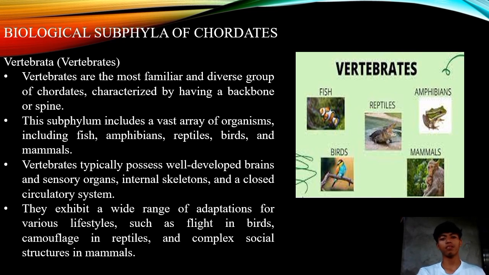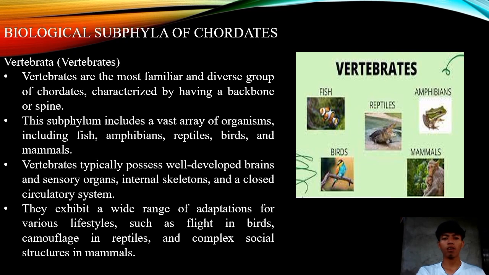vertebrates contain an internal skeleton. Most vertebrates have internal skeletons composed of bone or cartilage, providing support, protection, and anchorage for muscles. This internal framework allows for efficient movement and locomotion.